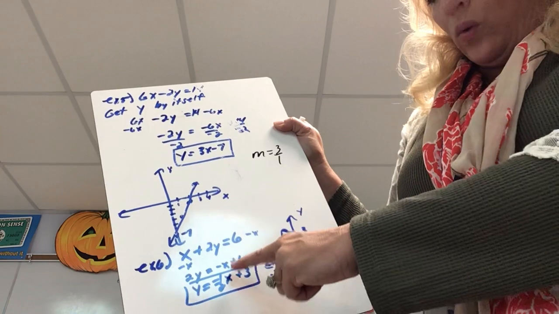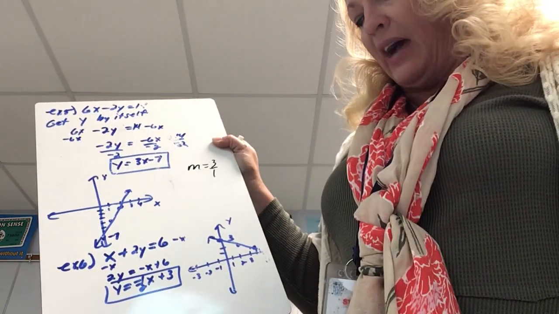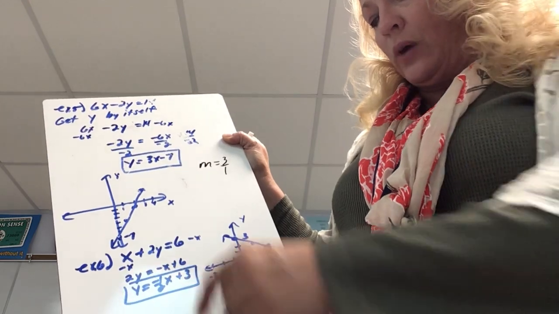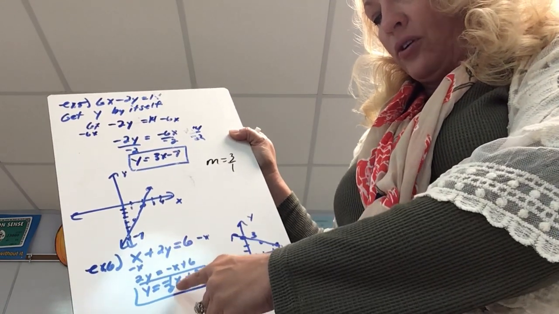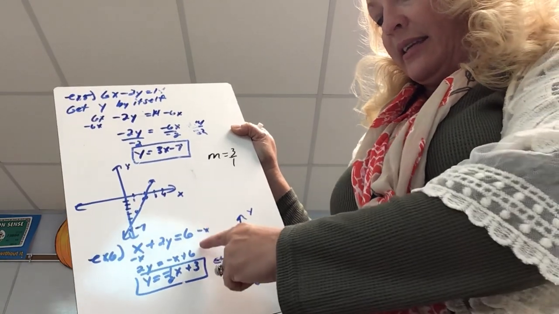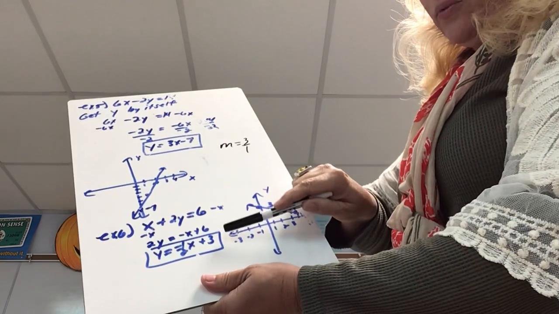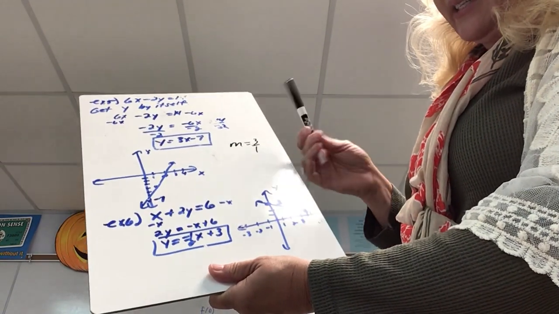Now, you can leave it as 6 minus x, but remember we talked about it's better to write it as negative x plus 6. Now, I am dividing by 2. So I could write this as negative x over 2, but doesn't that really mean negative 1/2 x? 6 divided by 2 is 3. So my y-intercept, where it crosses the y-axis, is at 0, 3.